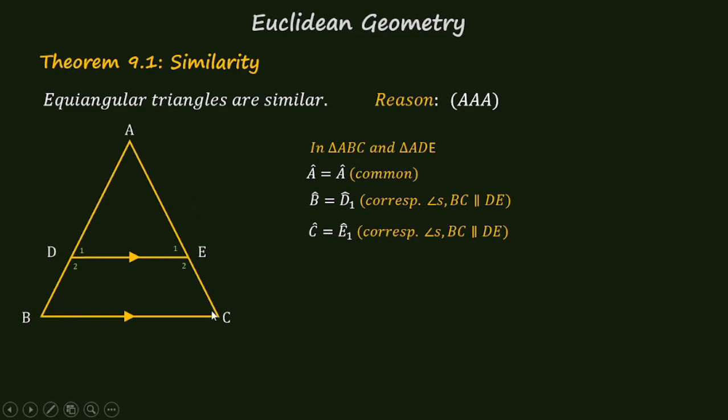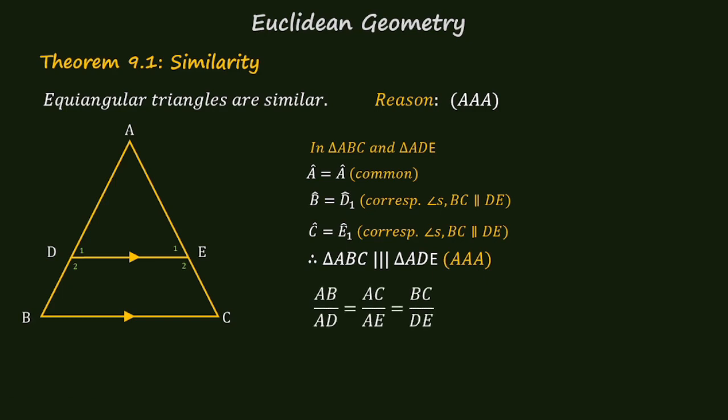So the matching angles of these two triangles are equal in size, meaning that the two triangles are similar to each other. And the reason is angle, angle, angle, or equiangular triangles. So this is to show that equiangular triangles are similar. So we can also express the sides as equal ratios. Let's put this in action.